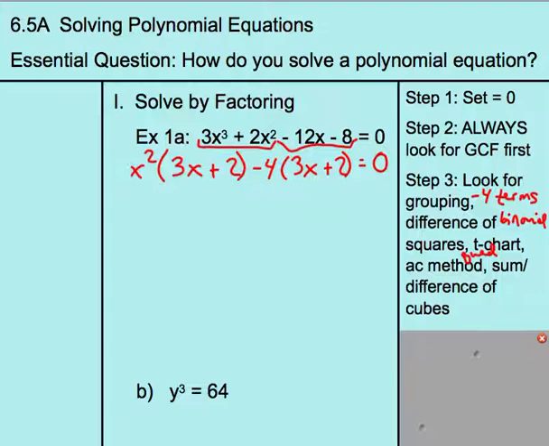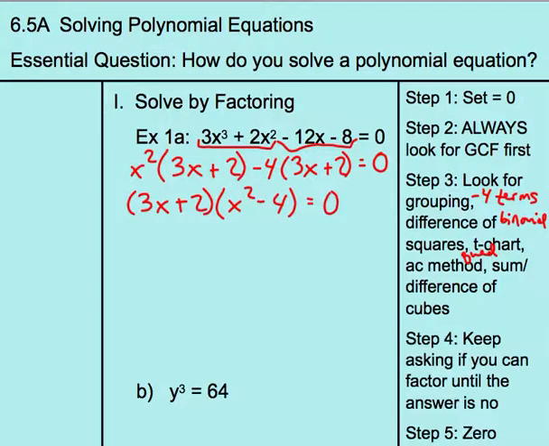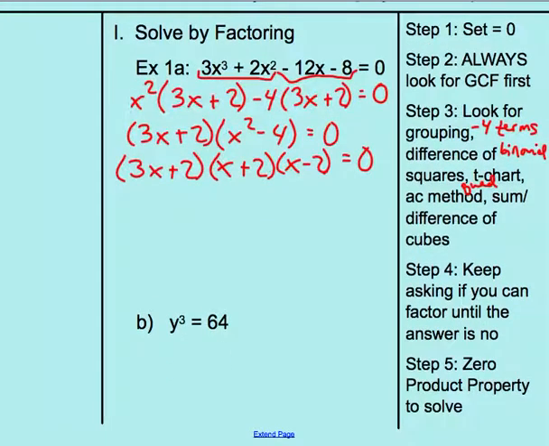Looking at my 2 terms now, I've got my 3x plus 2 as a common factor, leaving me with the x squared minus 4. And then to finish factoring, I notice a difference of squares, the x squared minus 4. So we factor that into x plus 2, x minus 2. Can I keep factoring? The answer is now no, so I'm going to look at step 5, using the zero product property to solve.